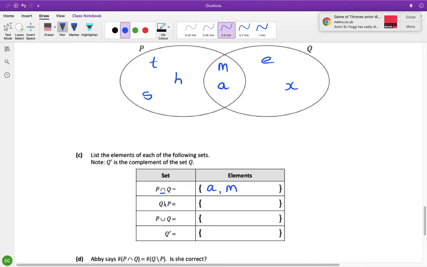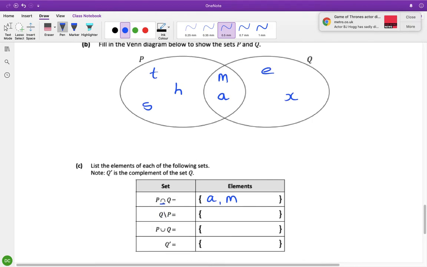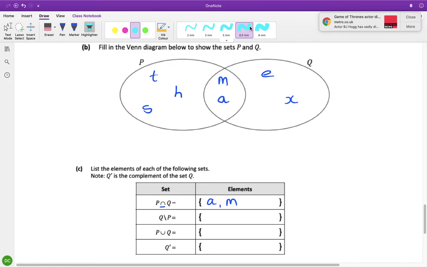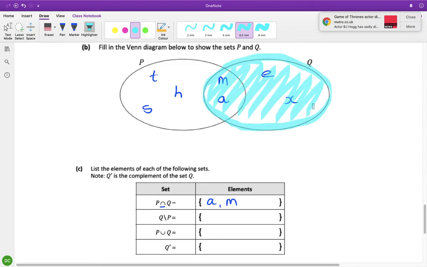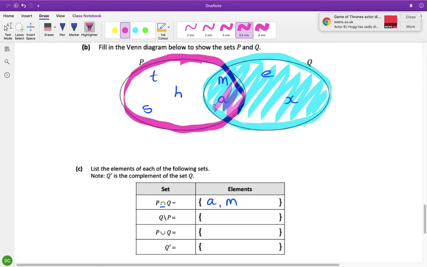It's Q less P. Okay, so I'll just use the highlighter for this one. So we start with the set Q and less the set P. So we're going to take this set P and remove it. So those elements are gone. So what's left? Just the E and the X.